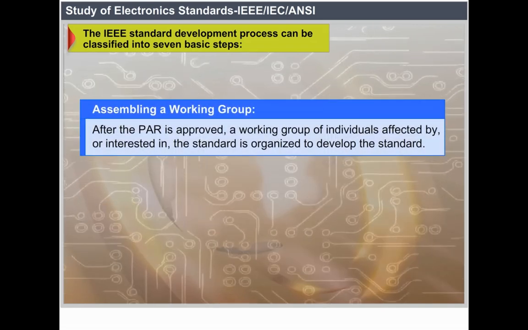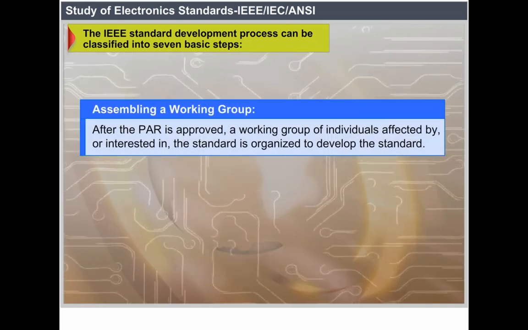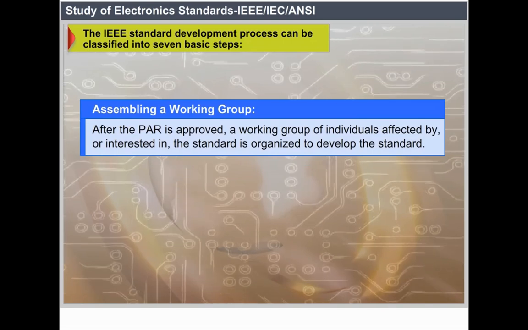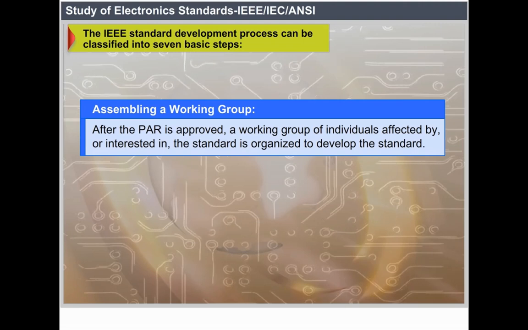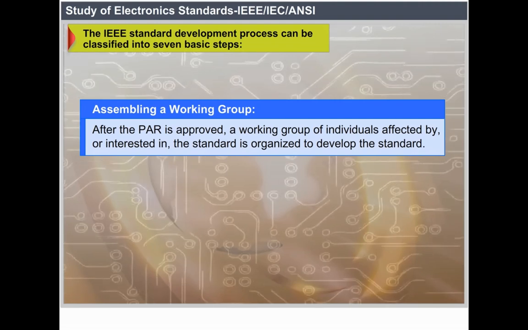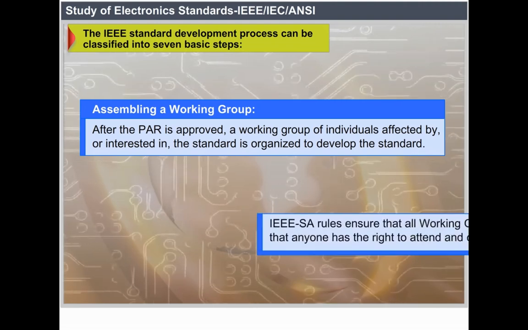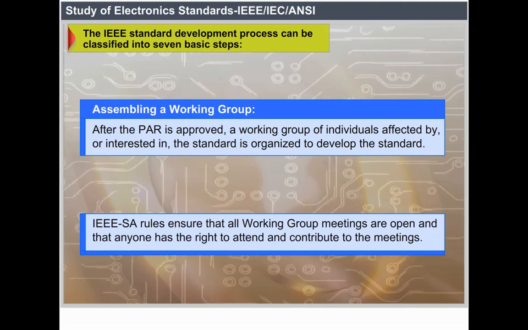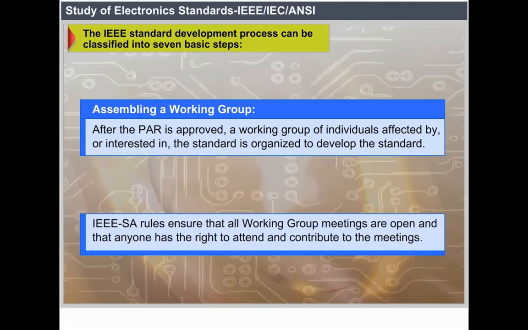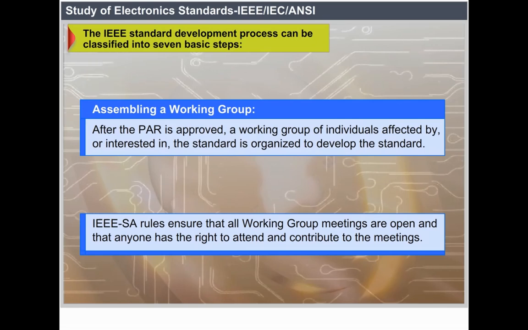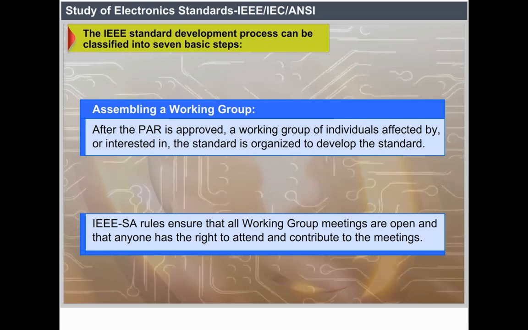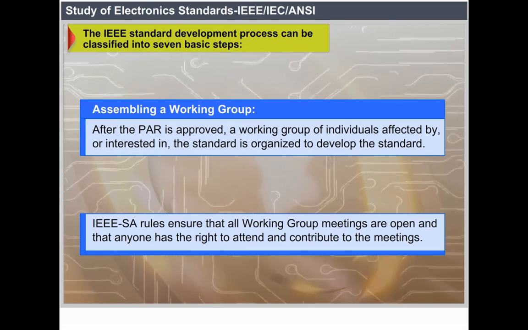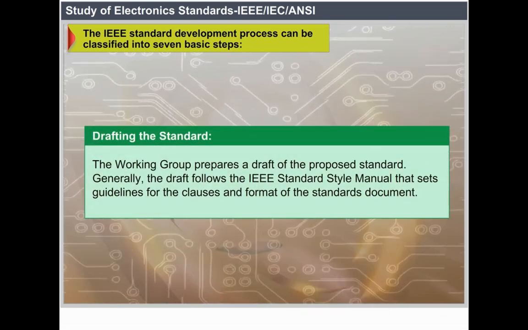Assembling a working group. After the PAR is approved, a working group of individuals affected by or interested in the standard is organized to develop the standard. IEEE SA rules ensure that all working group meetings are open and that anyone has the right to attend and contribute to the meetings.